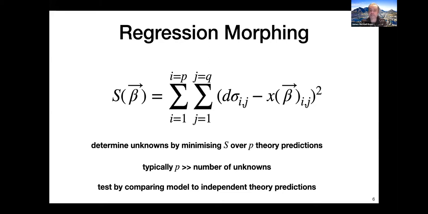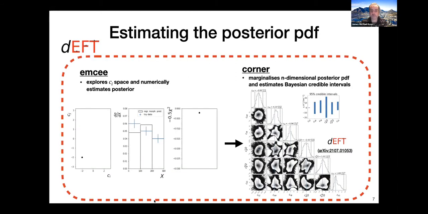Of course, you can test how well your model is doing by just comparing to independent theory predictions at independent points in the parameter space. Okay, so once you have your parametric morphing model of your differential cross-section, dEFT then just employs two fairly well-known and popular Python packages to do the rest.